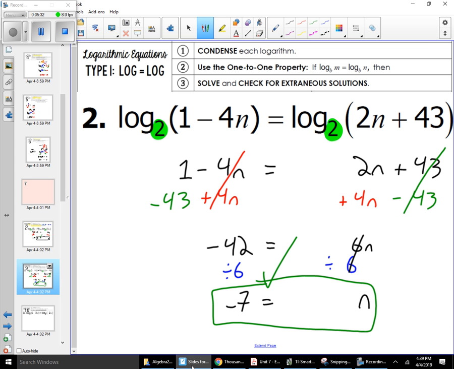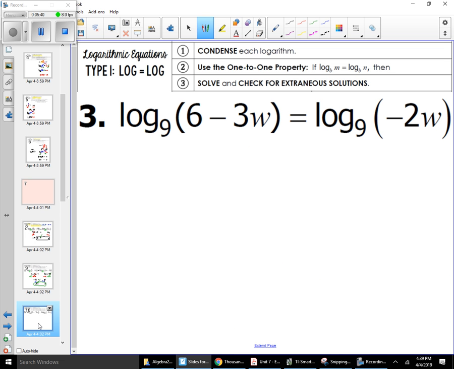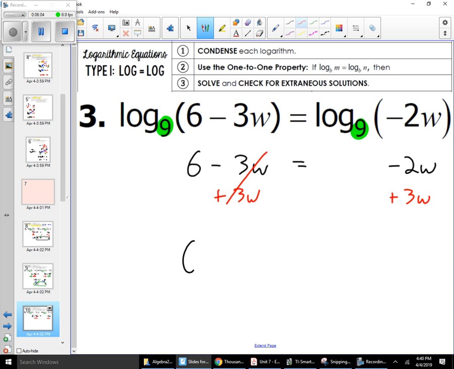So we should probably look at an example which does have an extraneous solution to show you that they can happen. If we take a look at number 3, the last one for this video, I have common bases. That's good news. That tells me that 6 minus 3w is equal to negative 2w. At first glance, it doesn't seem too much different than the first one. We can add 3w to both sides. And that tells me that 6 equals w, because negative 2 plus 3 is 1.